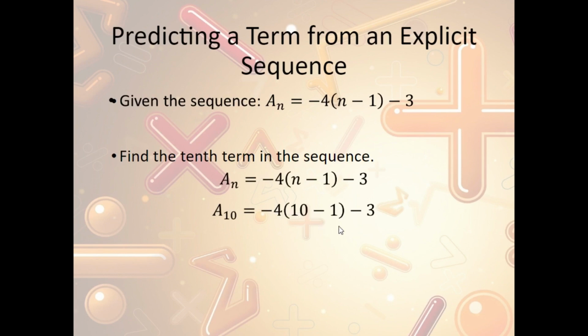Well, 10 minus 1 is 9. So we have negative 4 times 9 minus 3. Well, negative 4 times 9 is negative 36, minus 3. Negative 36 minus 3 is negative 39. So the 10th term in that sequence is negative 39.